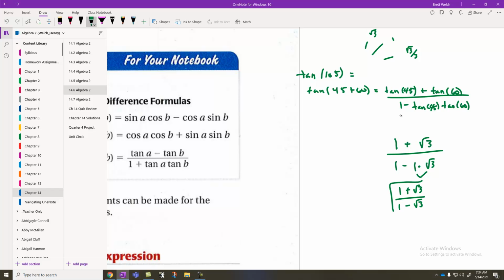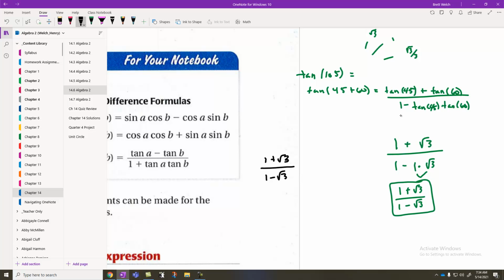Today I'm taking that as an acceptable answer. However, if we go back and remember the rules that we've learned off and on throughout the year, we're not really supposed to leave roots in the bottom. So I'm going to show you how we would simplify that to its official answer.